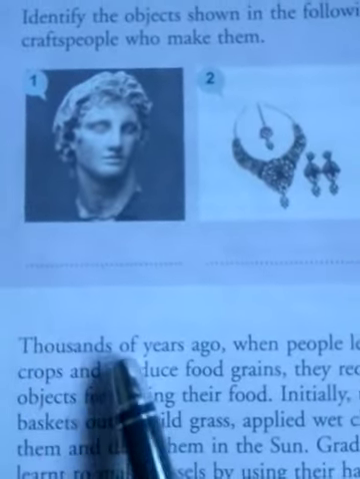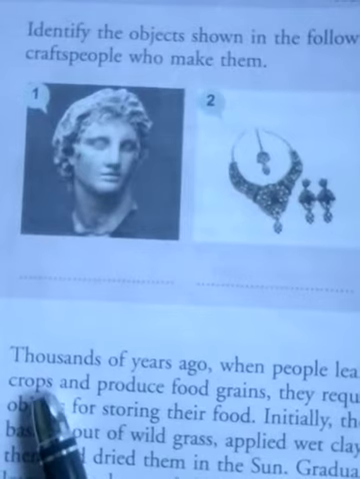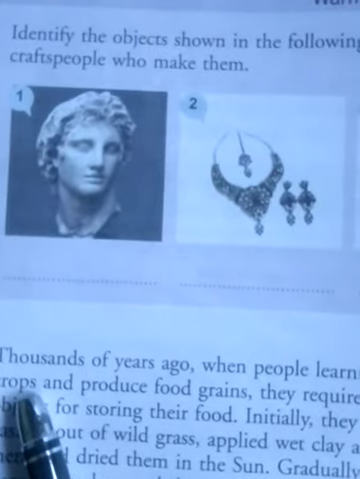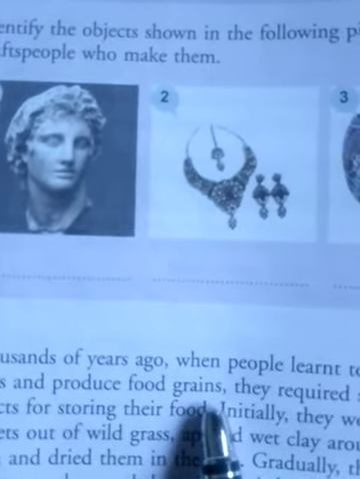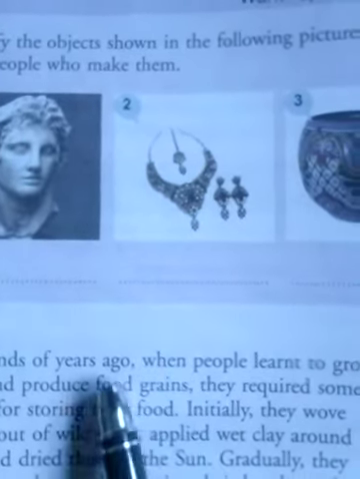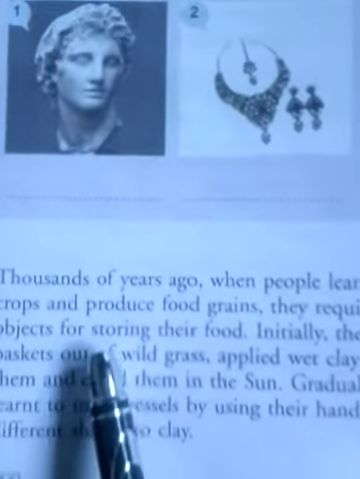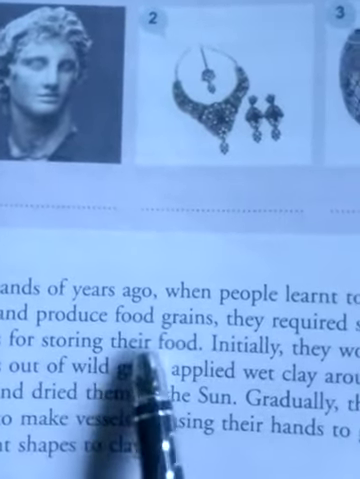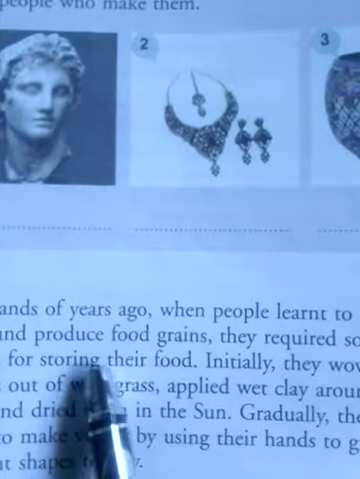See what is written here. Thousands of years ago, means many years ago, when people learned to grow crops. Crops means plant products grown by farmers, and produce food grains. Food grains, you can say wheat, rice, pulses, etc., which we take as our food. So they required some objects. Early people required some objects for what? For storing their food. They need to store this food.